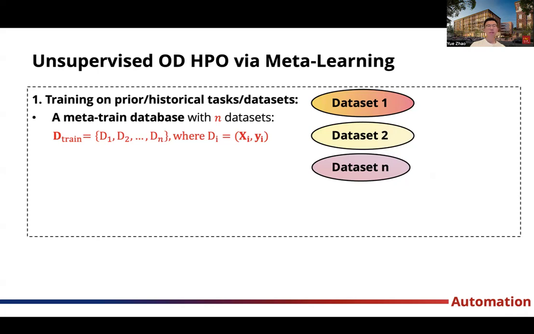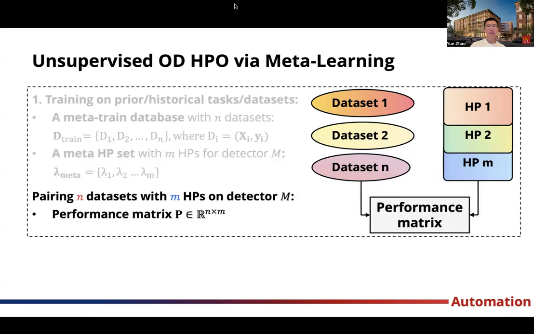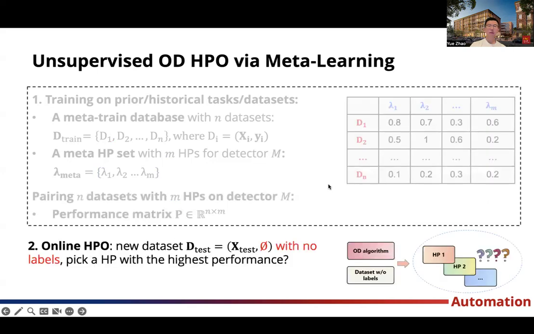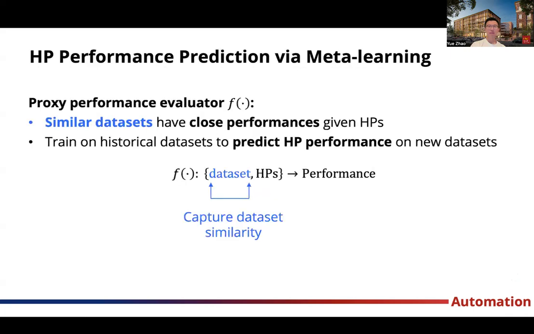First of all, we set up the problem: we have a set of historical data sets, n data sets from 1 to n, and they have m different OD models, as I'm showing on the screen. Finally, you can pair them together to achieve the performance matrix. You know each hyperparameter's performance on each of the data sets. For the new data set, for online hyperparameter optimization, given the data set and given the model, you want to identify the best set of hyperparameters. And as you can see, the core is to transfer the knowledge by meta learning.